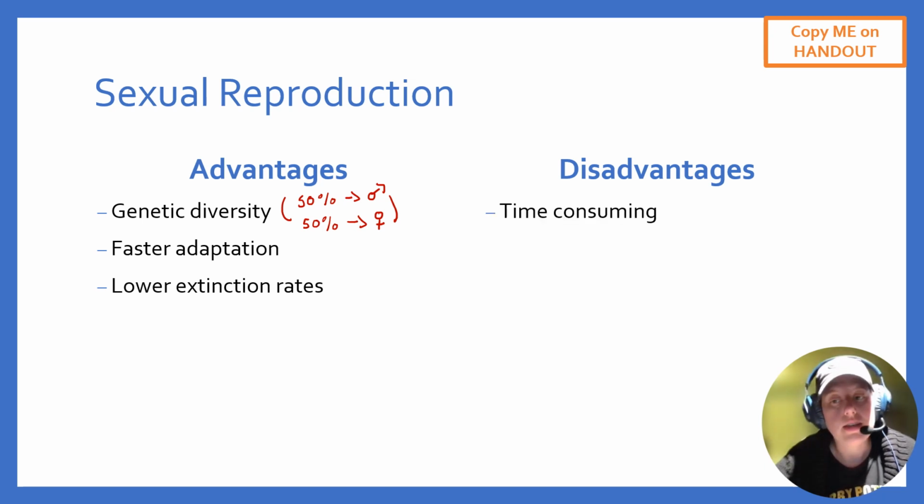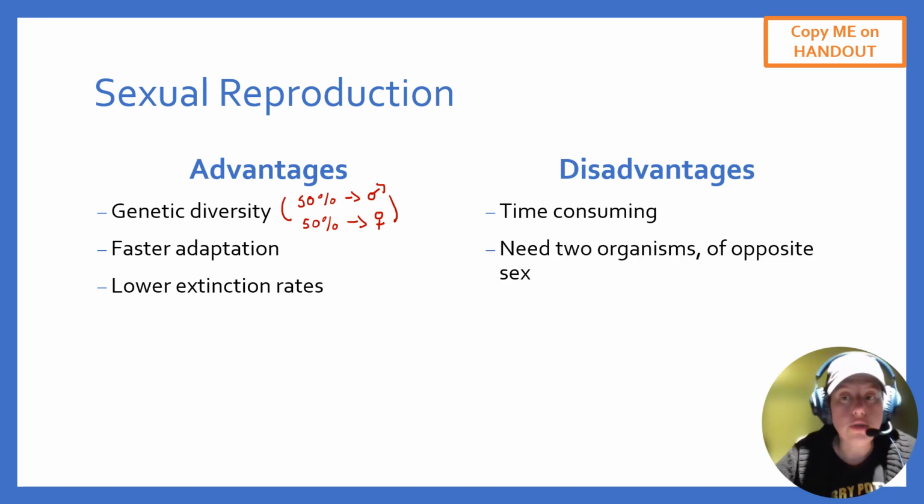Disadvantage is that it's time consuming. Whereas with asexual reproduction, you can have an offspring in about 10 minutes. For sexual reproduction, you need weeks, months, and in some cases, years. But that's very rare. Mostly the gestation period is weeks to months.